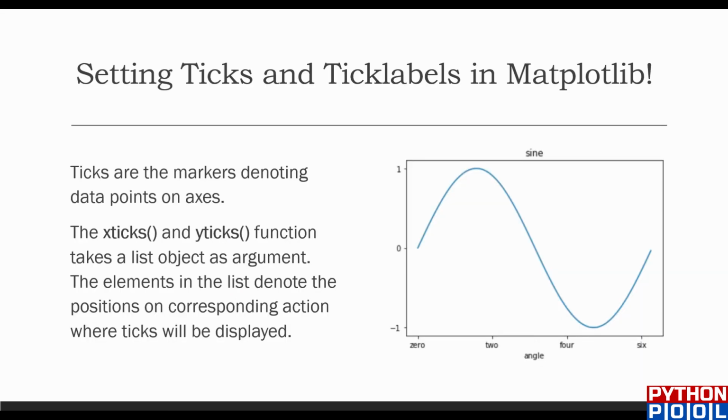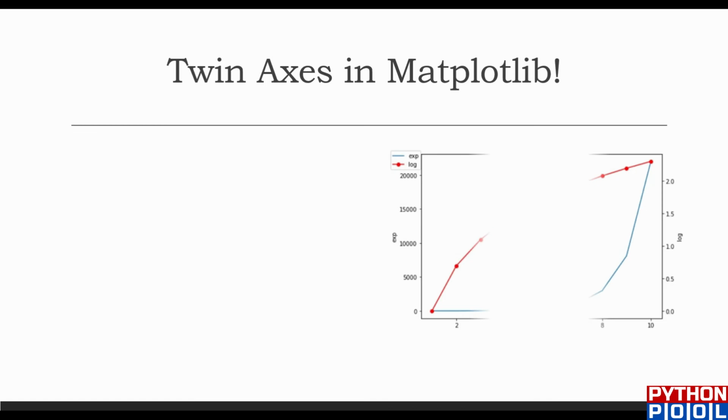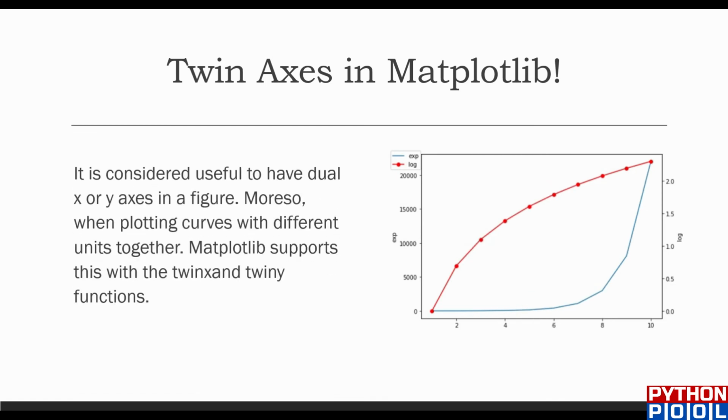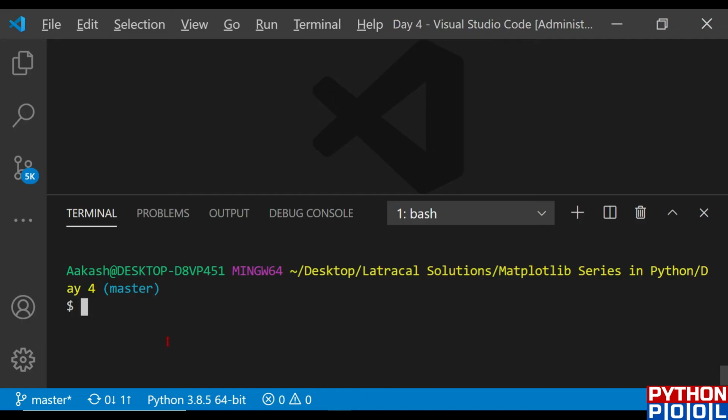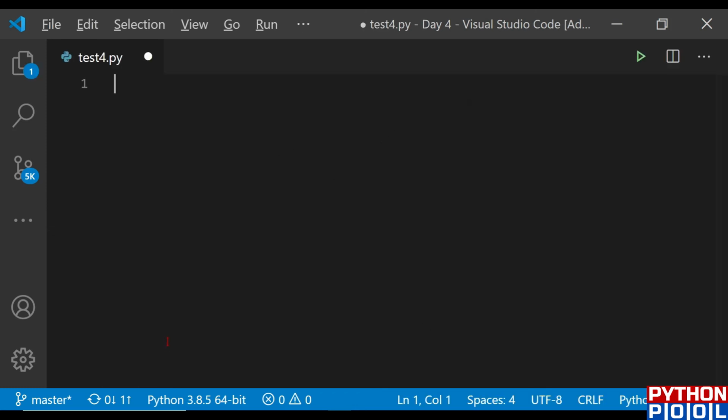Now after setting the ticks and tick labels, let's see twin axis in matplotlib, which would use the same x-axis, but the y-axis would be different for both of these graphs. So same x-axis, but the y-axis is different. Let's see the program for this type of graph. Let me code another file, name it as test4.py. And after my file is ready, I'm ready with the functions itself.